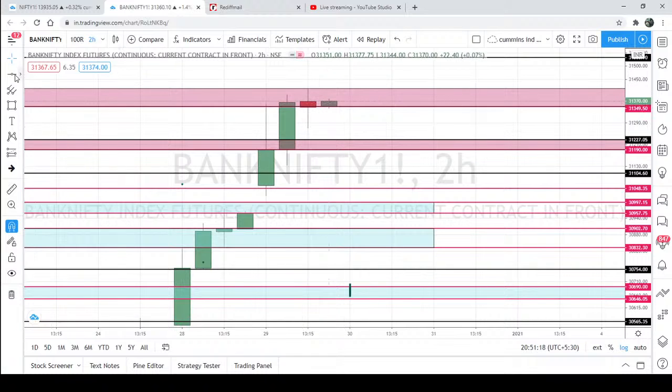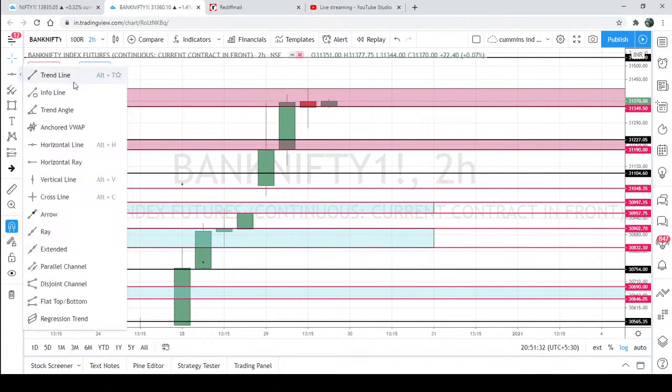So for tomorrow in Bank Nifty, if you see, we have a spinning top actually, and a spinning top usually says there are good chances of reversal. The high and low of the spinning top becomes a very important range for tomorrow's trade.